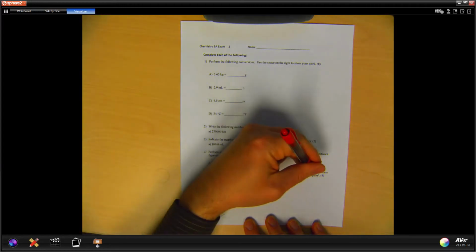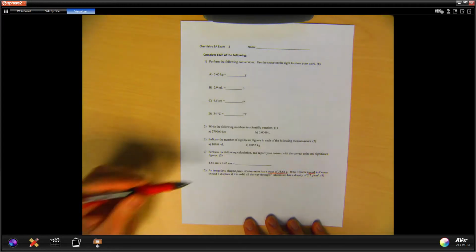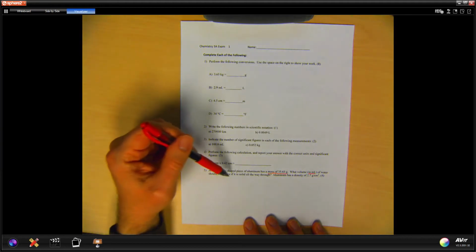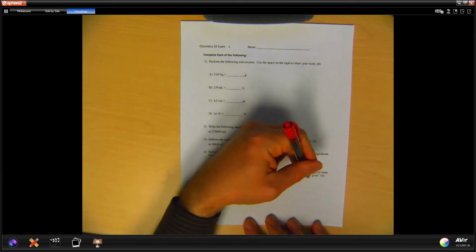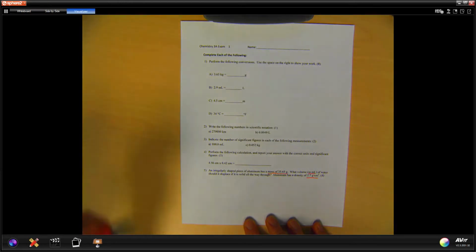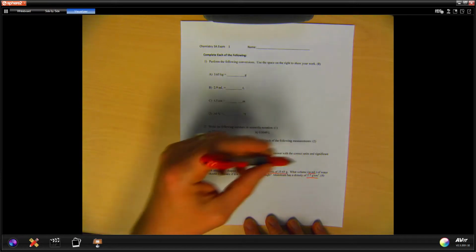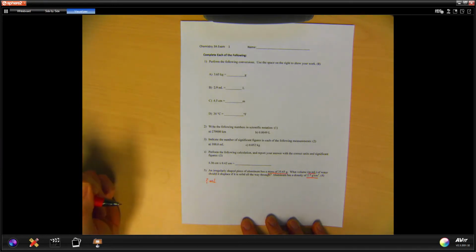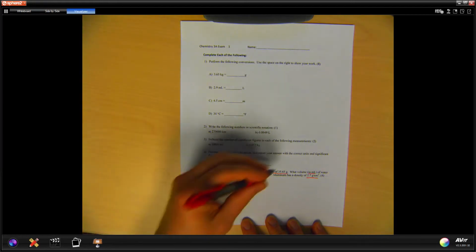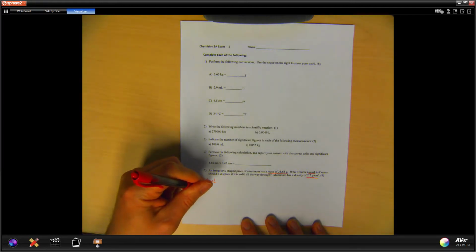What volume in milliliters, I'm going to underline milliliters, of water should it displace if it is solid all the way through? Aluminum has a density of 2.7 grams per cubic centimeter. I'm going to underline that. Okay, so I'm going to go through and write down these numbers and things we've identified in the question. So first thing is I'm going to write milliliters with a question mark, because that is what we're looking for. I'm going to write mass is equal to 35.65 grams.